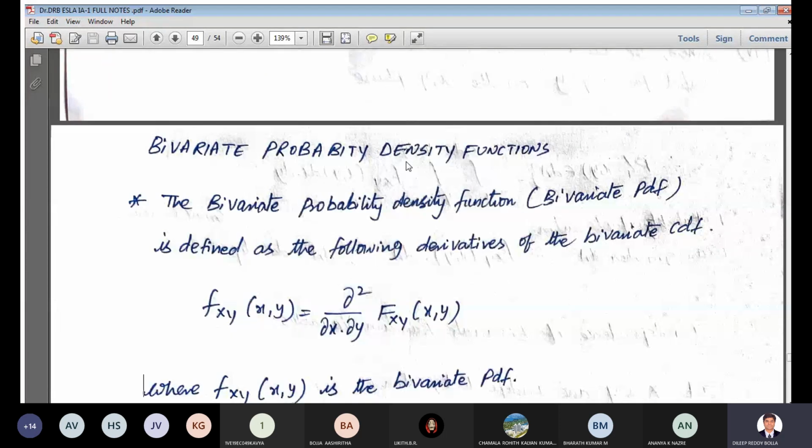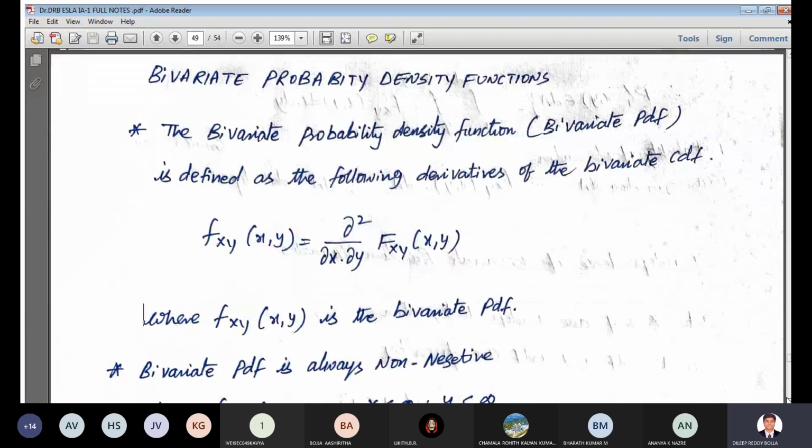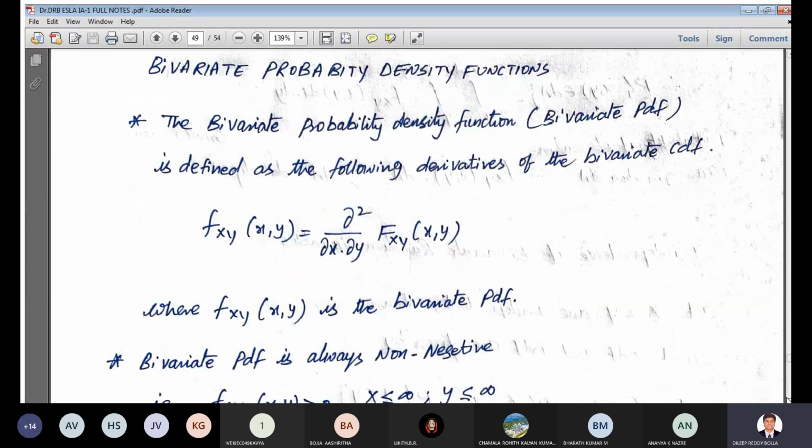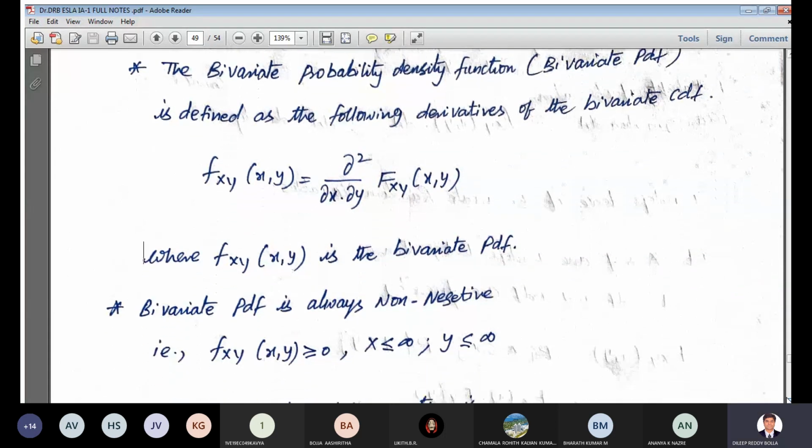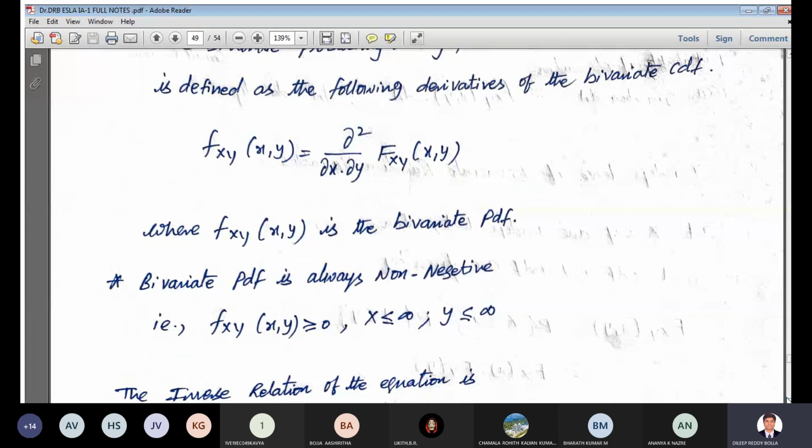And today let us begin with the bivariate probability density function. It can also be called the two random variable PDF, or bivariate. More than one is called bivariate. So here we call it the two random variable or bivariate probability density function. PDF we're talking about. Shortly it is called bivariate PDF.